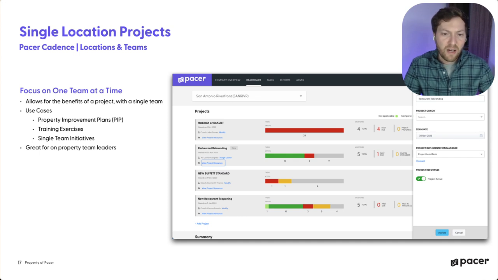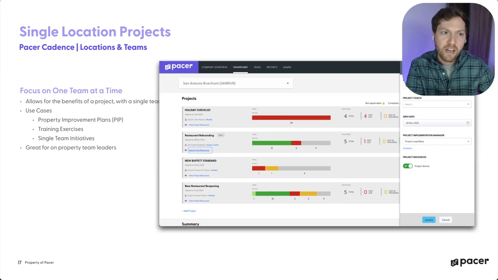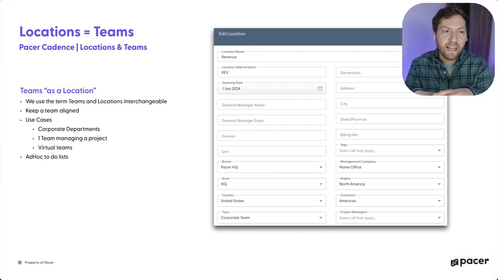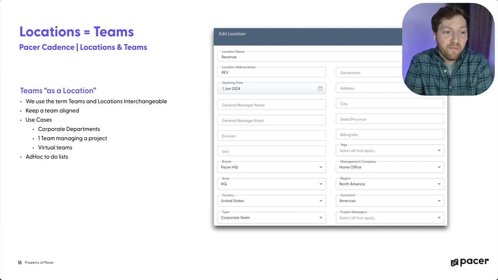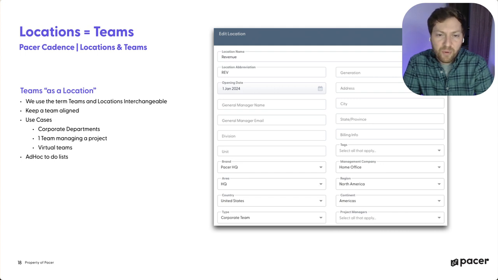So I want to talk about this at a level where it's not just a property thing. You can also create a location in Pacer that's actually just a team. So in this example, I've created a team called Revenue. In this example, Revenue is our corporate revenue department. So we've called it Revenue, given an abbreviation.